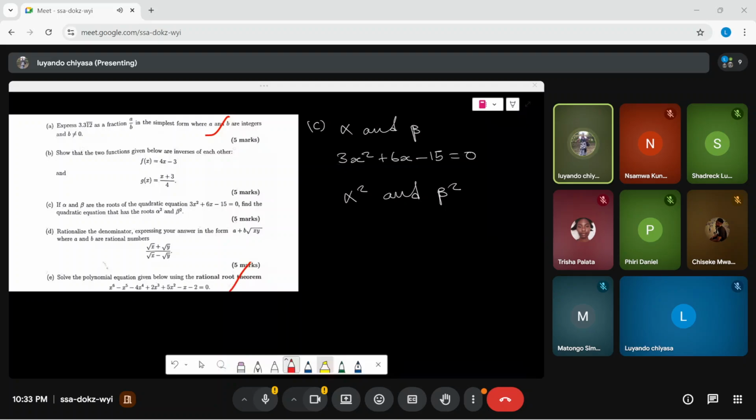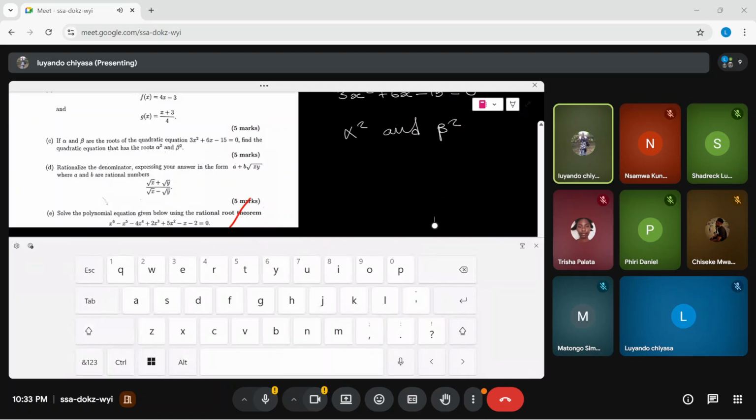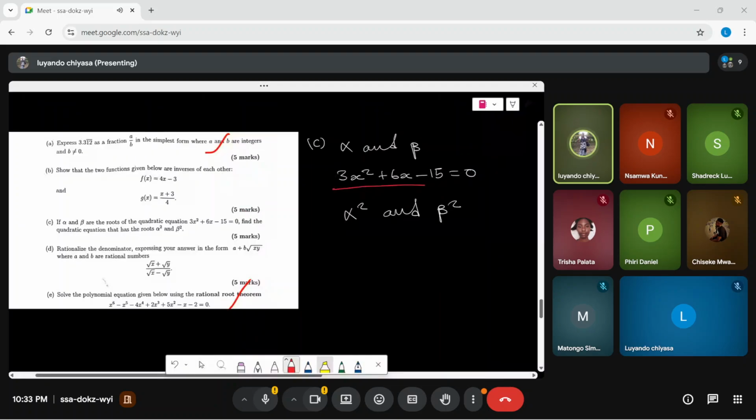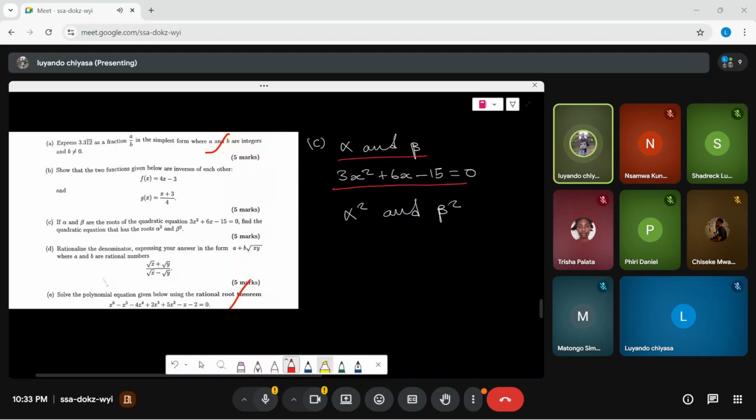So we are saying that we have an equation which is this one, and it has roots alpha and beta, and we need to find the equation that has roots alpha squared and beta squared.